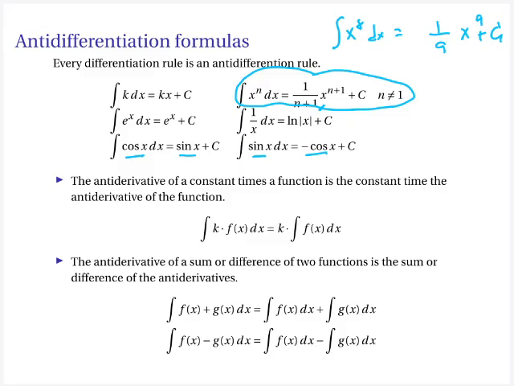And then the differentiation rules about moving out constants become antidifferentiation rules. If you want to find the antiderivative of 12x squared, that's 12 times the antiderivative of x squared. And likewise, you can break along a plus sign or break along a minus sign just as you do with derivatives. Okay, so every differentiation rule is an antidifferentiation rule.